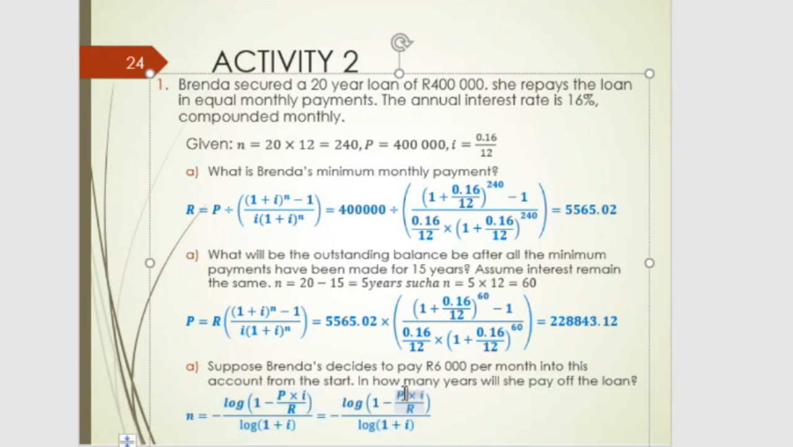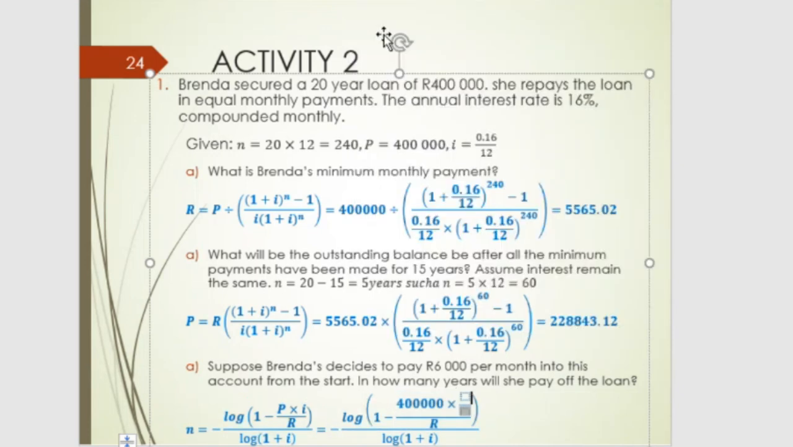We replace the values here. The P, the present value, was 400,000, and the value of I has remained the same. Here's 12, here's 0.16. Then the payments have changed to 6,000 instead of that 5,000. But it's not going to make that much of a difference from those years that we have there. I wonder if you're still able to see.